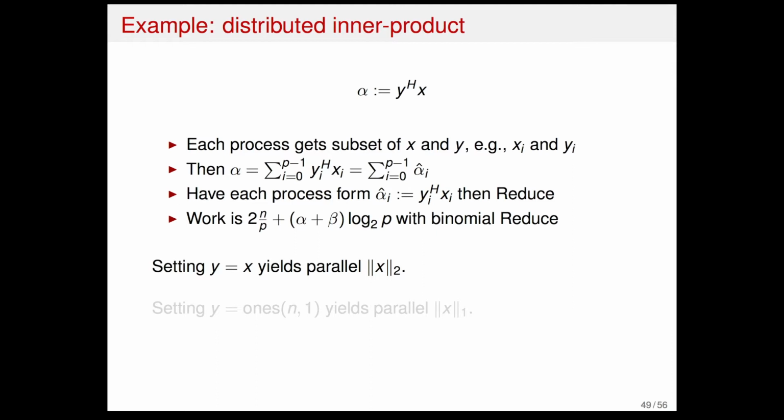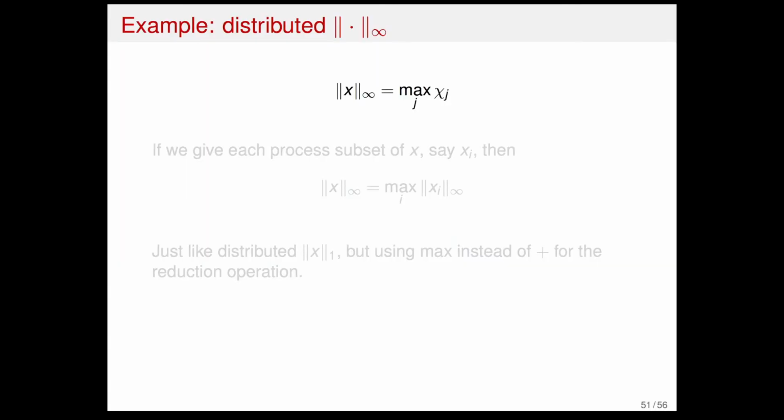Okay, so setting y equal to x would naturally yield an obvious way of computing the 2 norm of a vector x, and then setting y equal to all 1s would yield a parallel way to compute a 1 norm of x. If we want to be a little bit more sophisticated, we could think of how we would compute, say, the infinity norm of x in parallel, which is just the maximum of the absolute value of the entries of x. I apologize for missing the absolute value here.